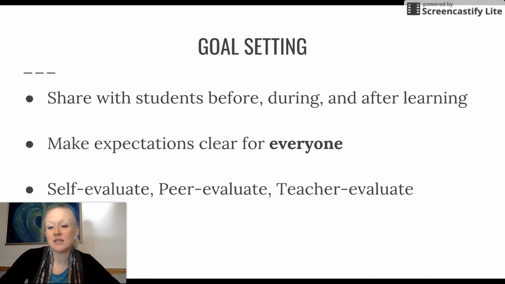Next, these rubrics can also be used by students to self-evaluate at any point in their learning, to peer evaluate, and the same rubric can be used by teachers to evaluate students formatively or summatively after learning.